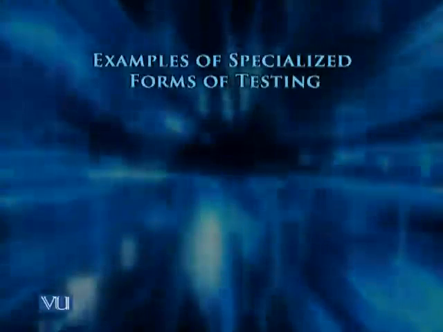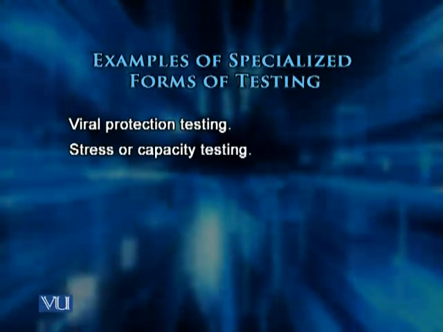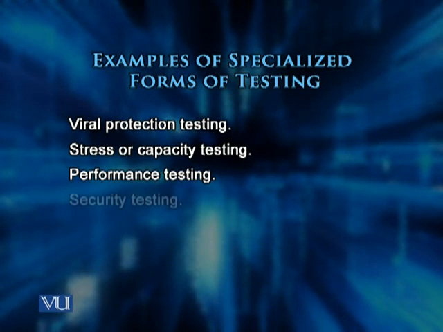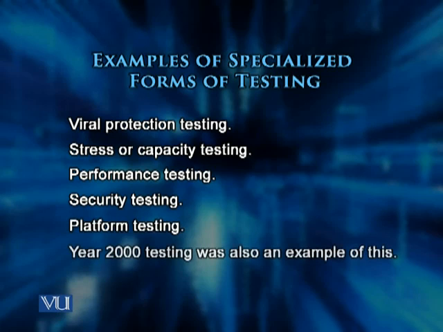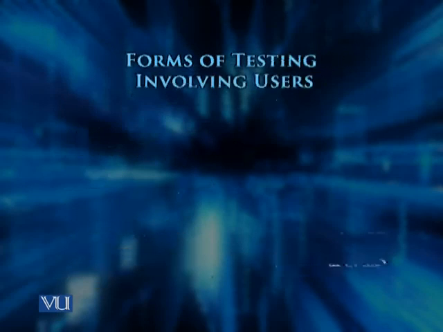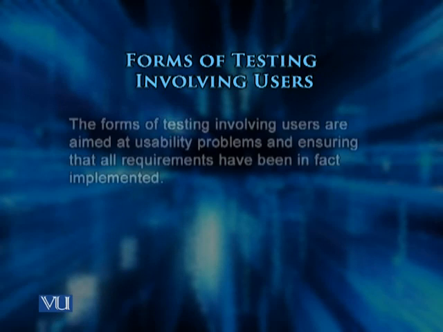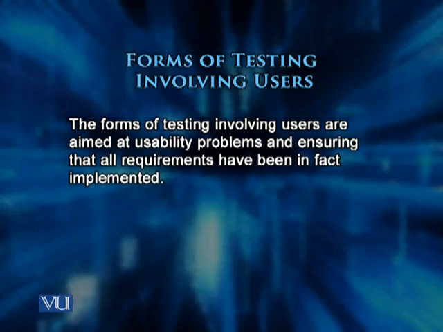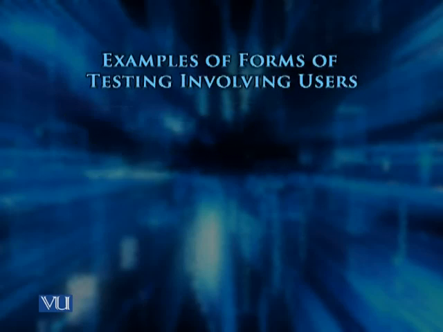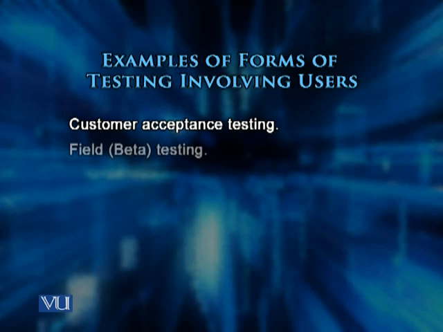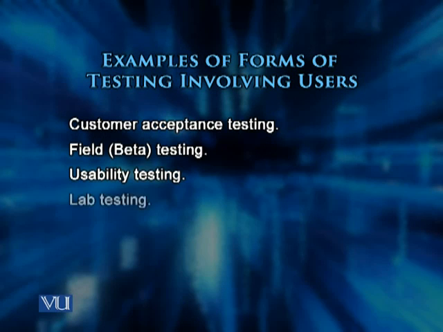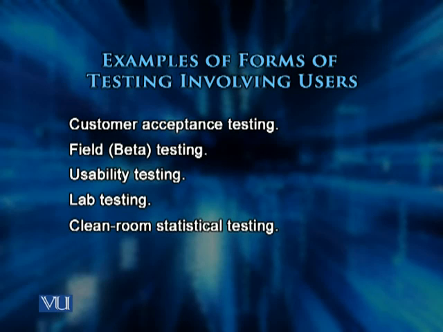This includes testing for viral protection, for stress or capacity testing. It includes performance testing, security testing, platform testing. Y2K compliance testing was also part of this, and independent testing is also an example of specialized testing. And then there are other forms of testing which involve users and clients, aimed at finding usability problems and ensuring that all requirements have in fact been implemented related to the user interface. This includes customer acceptance testing, beta testing, usability testing, lab testing, and also the clean room statistical testing.